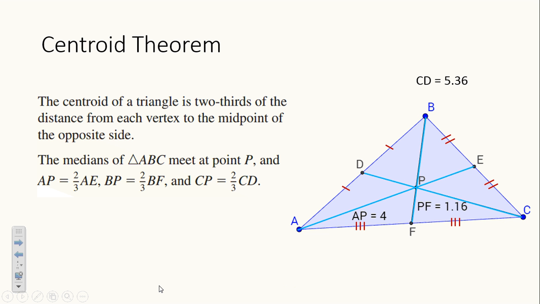Okay? So here's a theorem. The centroid theorem says that the centroid of a triangle is 2/3 of the distance from each vertex to the midpoint of the opposite side. Now, it doesn't have to be scary. Just because 2/3 is there, we can make it easy. So the medians of this triangle are all meeting at point P.